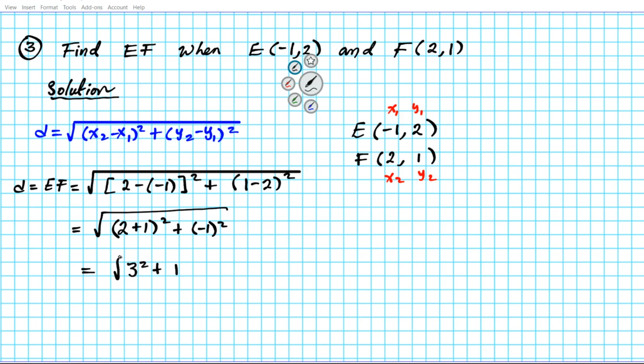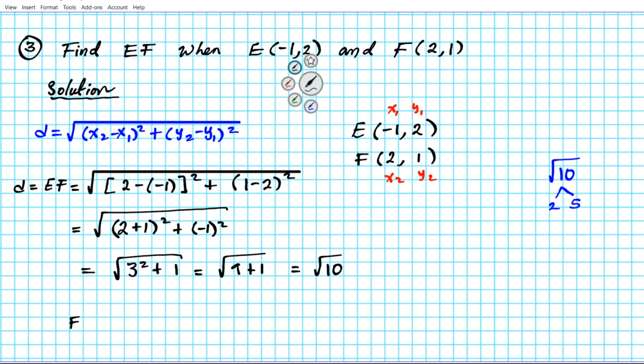Alrighty, so let's simplify this. 3 squared is 9. So we have 9 plus 1. 9 plus 1 is 10. So the square root of 10. Now the question is this: can we simplify our radical 10? Let's see. So radical 10, break it down. We take out 2 and 5. No prime factors repeat. So this is the simplest form.